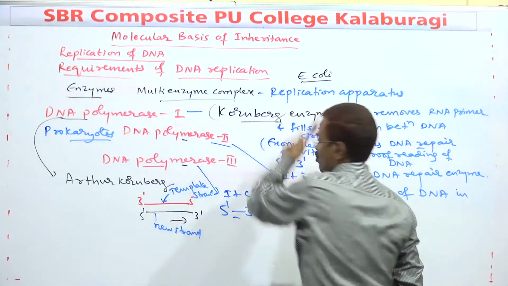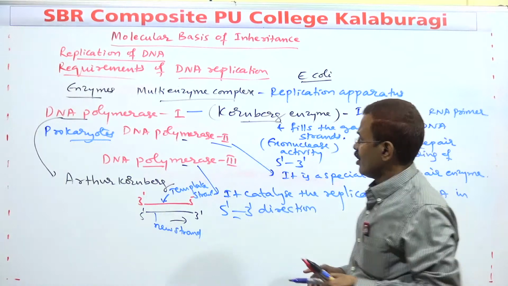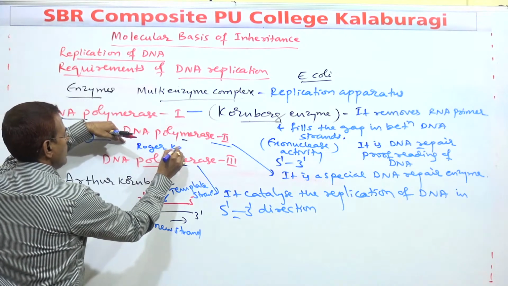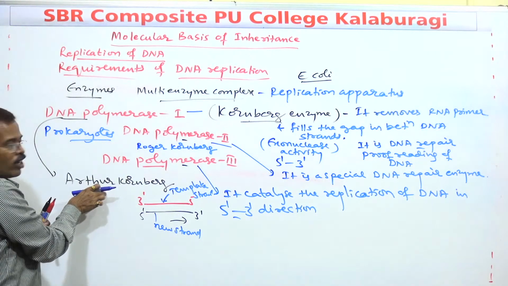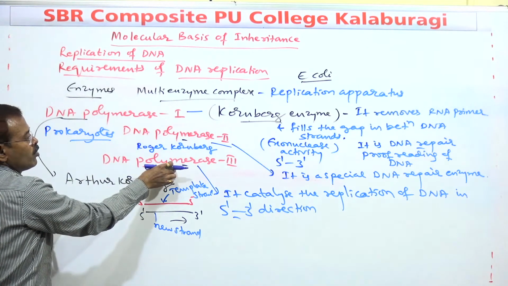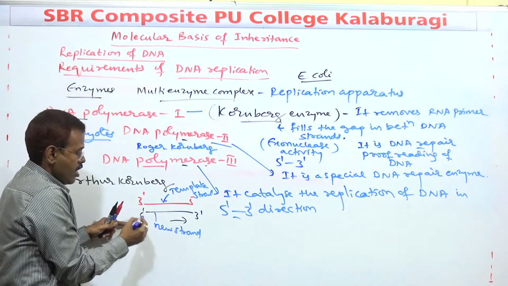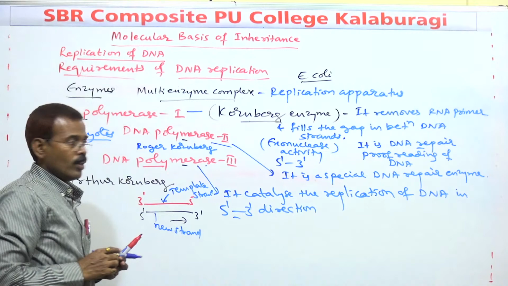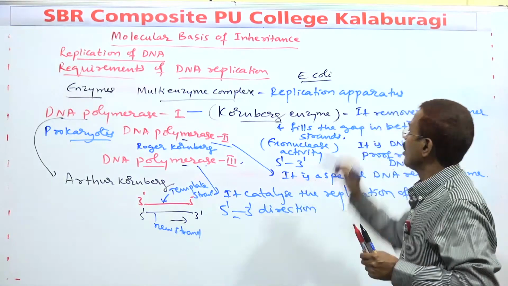So in case of E. coli, the role of this DNA polymerase is very important. DNA polymerase 2 and polymerase 3 were studied by Roger Kornberg, son of Arthur Kornberg, who discovered their role. This polymerase 3 is very important. It synthesizes the new strand of DNA in 5' 3' direction, and the template strand should be 3' 5'. So the role of these enzymes, particularly polymerase 3, is very important.